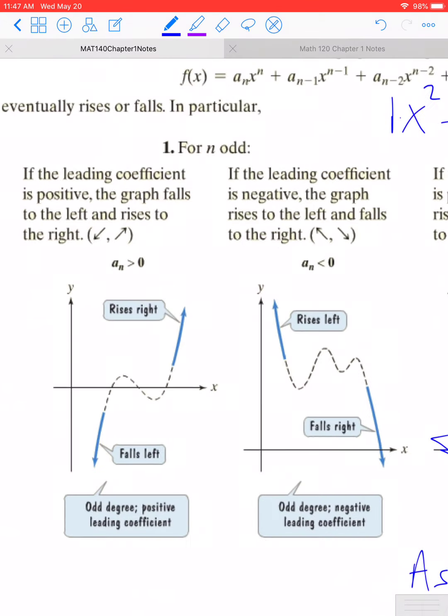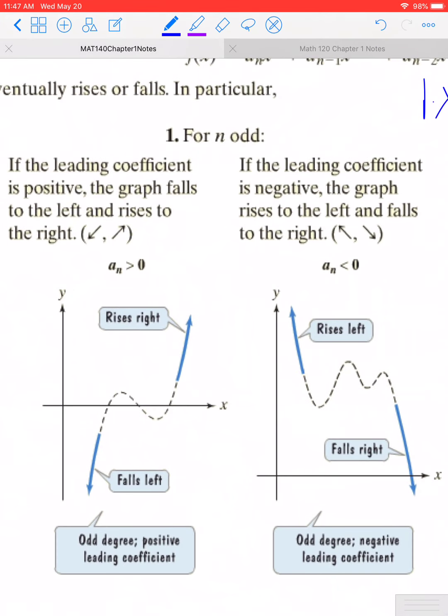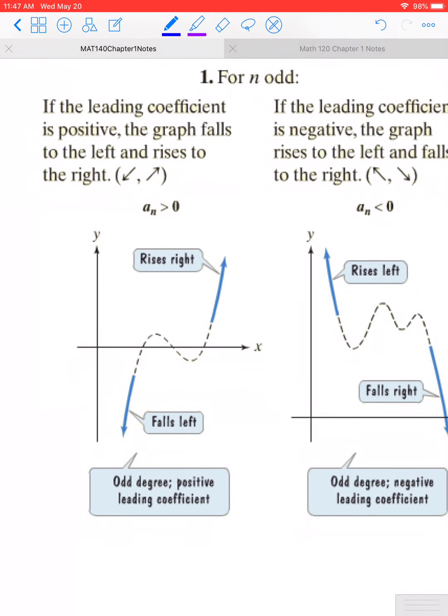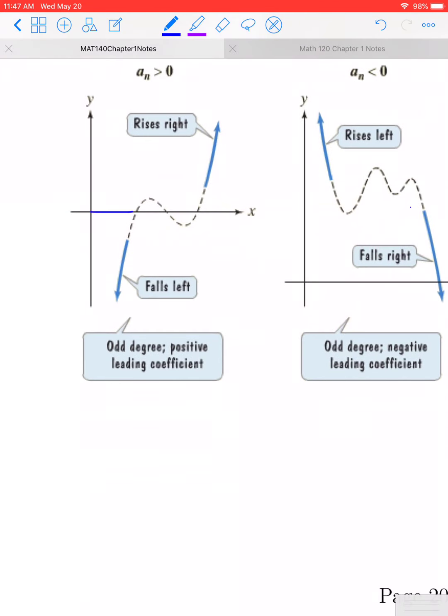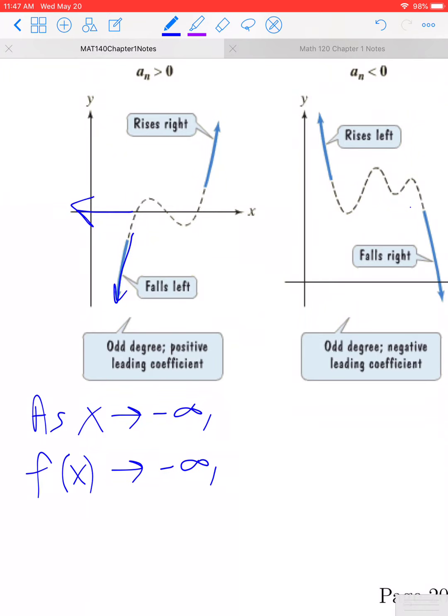The other case that can happen is what if we have an odd degree polynomial? And here it's going to act differently on either end. If you have an odd degree polynomial, meaning the highest power of x is an odd number, then as x approaches negative infinity, what we see is that the graph is going down and down and down. Therefore, the function values f of x are going to approach negative infinity.